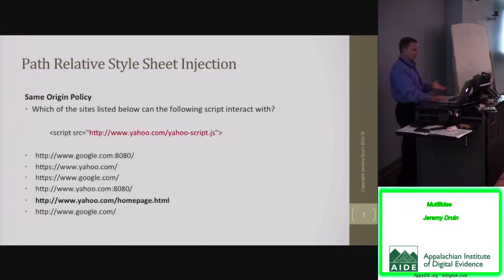And the example here, this script would only work on the 5th line down, the one that's bolded, because that's the only one that has the scheme, the domain, and the port all matching. The port's implied as port 80 because it's HTTP, and the port's not otherwise explicitly listed.